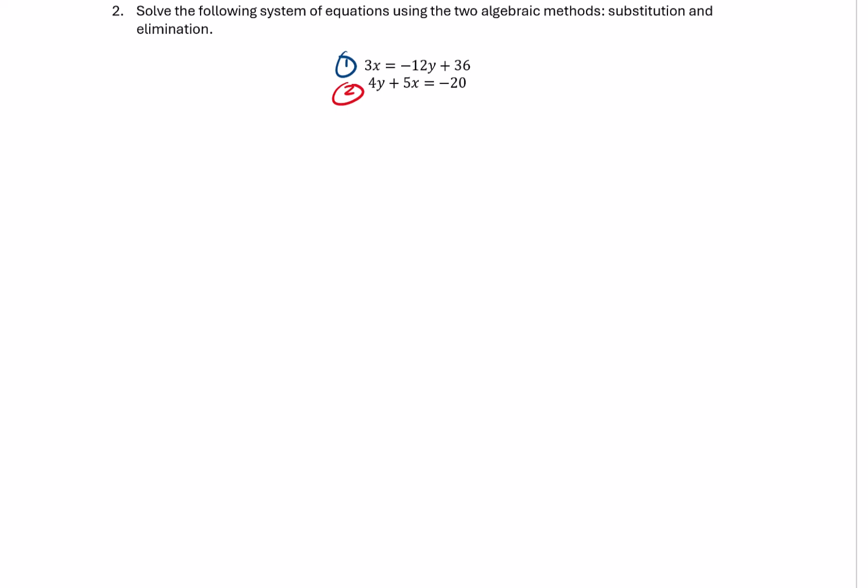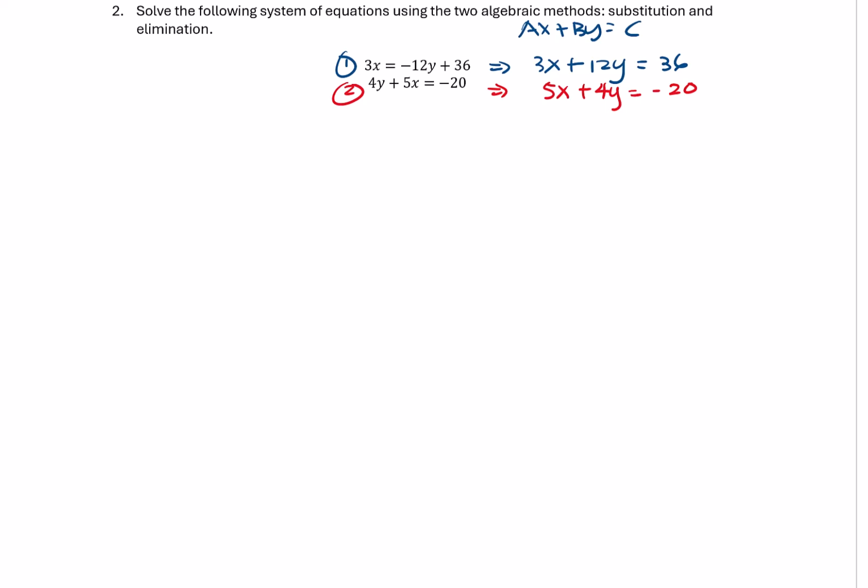Let's also rearrange our equations into the ax plus by equals c form, which is the standard form. So let's rewrite each one. It's 3x plus 12y equals 36, and the second would be 5x plus 4y equals negative 20. The good thing about rearranging them is that you can see that the x's are in the same column, the y's are in the same column, and the constants are also in the same column. It will be easier to eliminate a variable when they are arranged in column form.